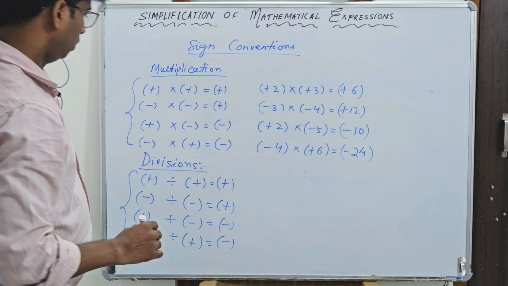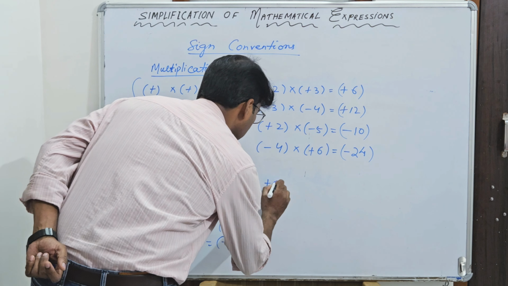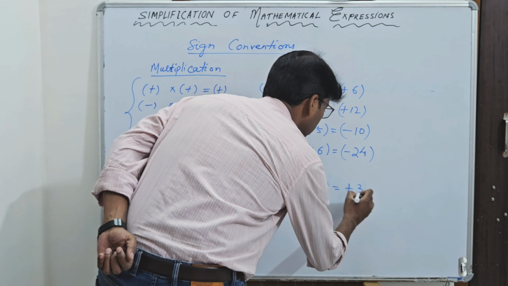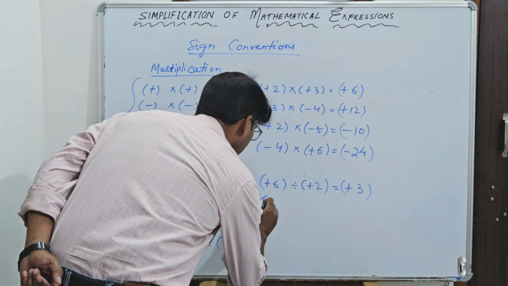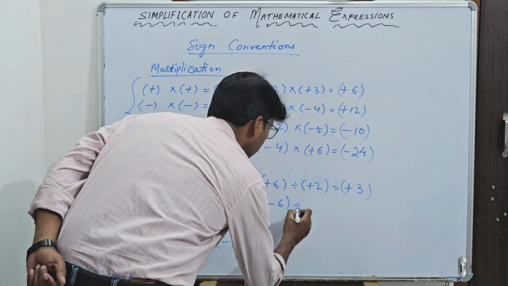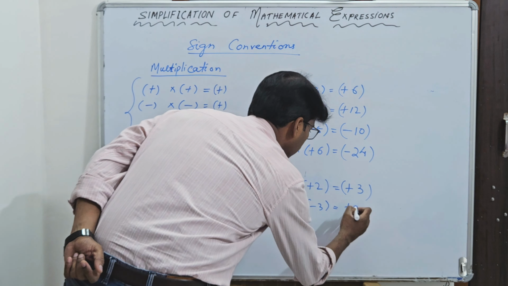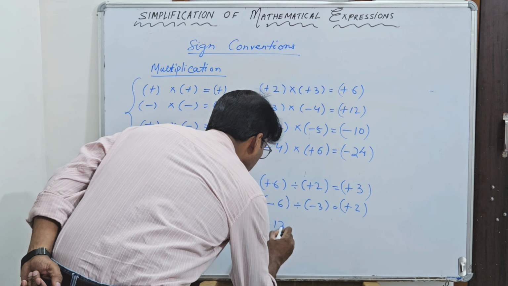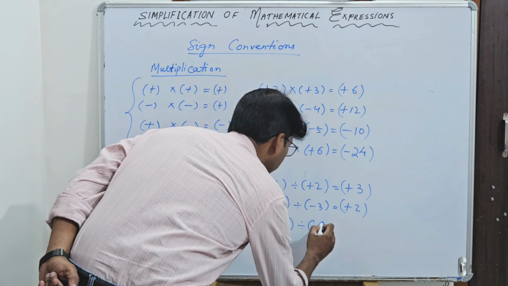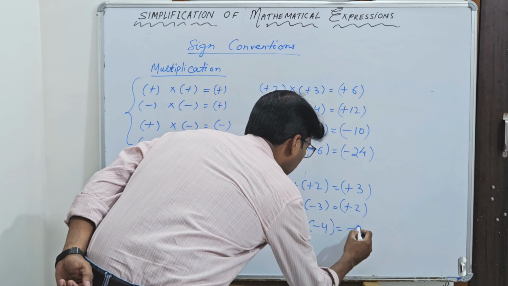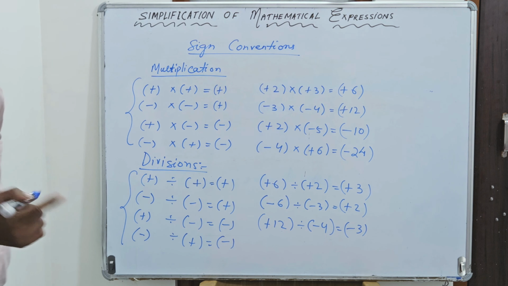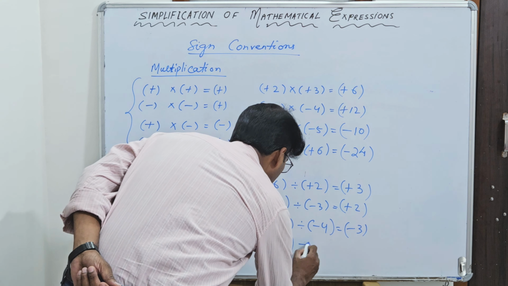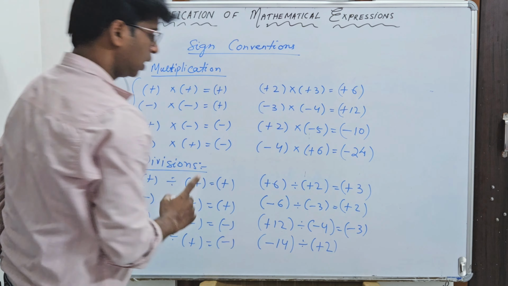Okay. Then this way, if I take simple examples like plus 6 divided by plus 2, both are positive, the answer will be what? Plus 3. Now here if it is like minus 6 divided by minus 3, the answer will be plus 2 according to the sign convention. Then here if it is plus 12 divided by minus 4, answer will be what? Minus 3 because one is positive, another is negative. Another is what? Like minus 14 divided by plus 2. One is negative, another is positive.